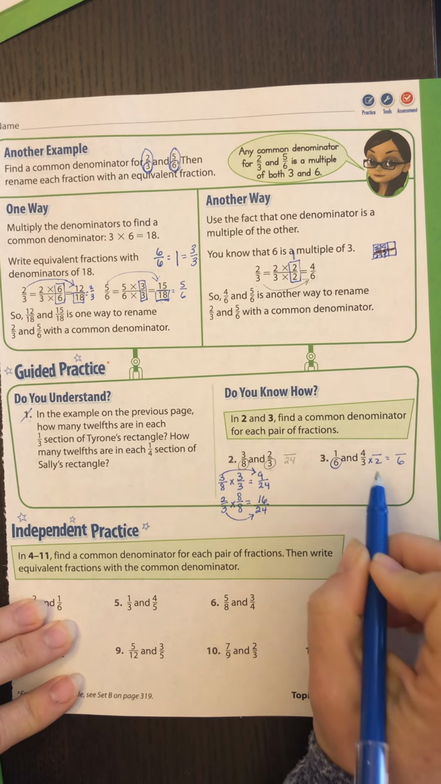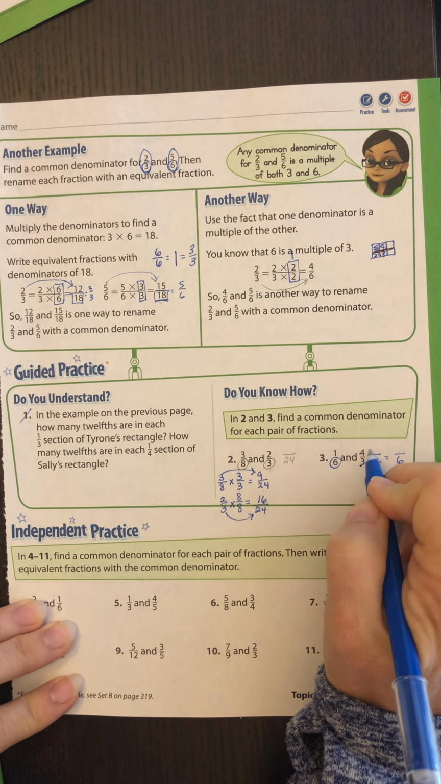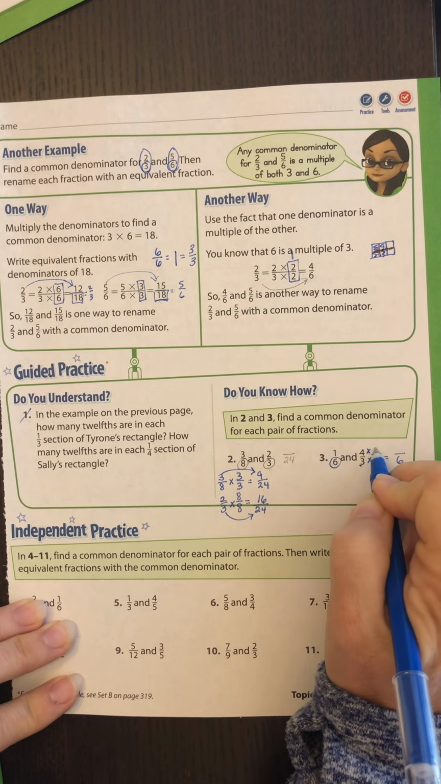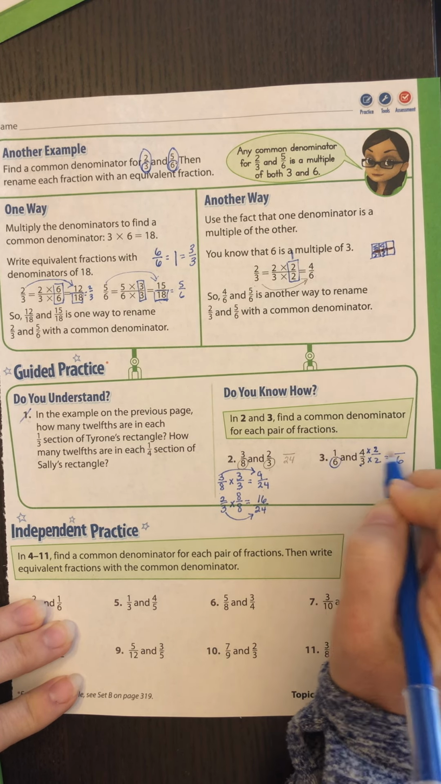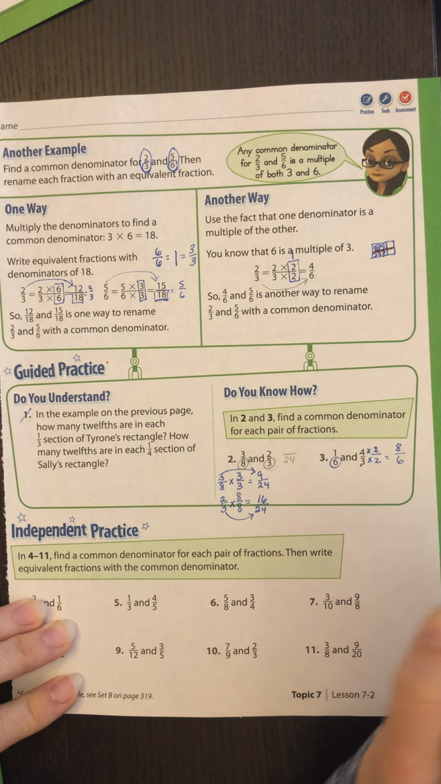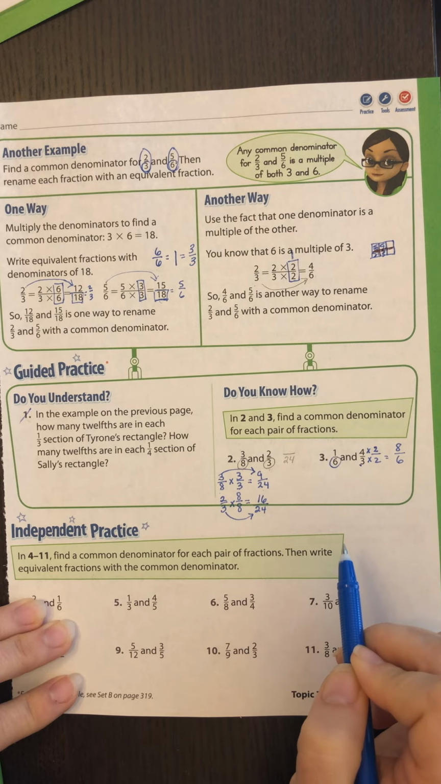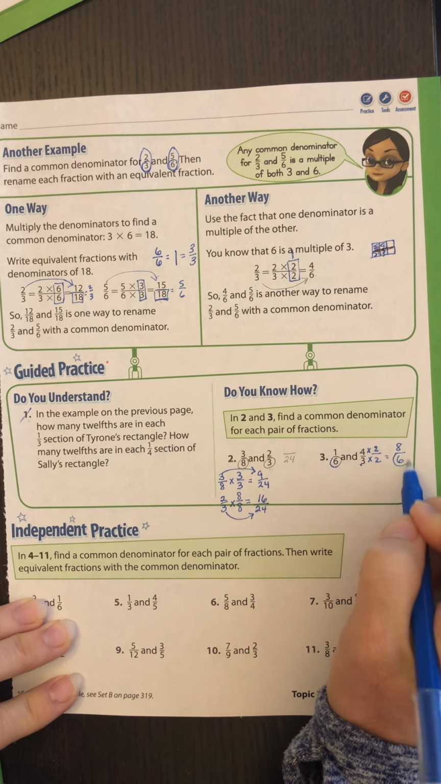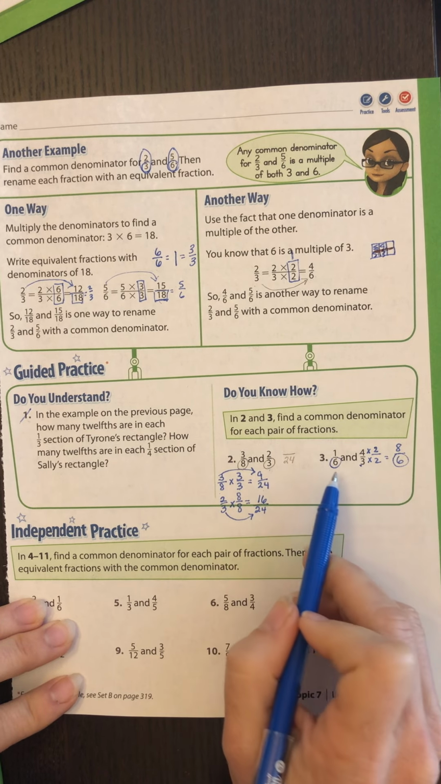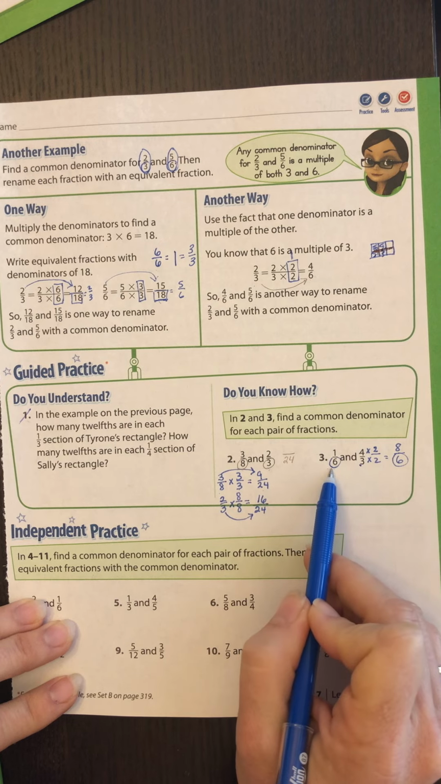So again, whatever I do to the denominator, I must do to the numerator. So if I multiply the denominator times 2, I've got to do the same to the numerator. 4 times 2 is 8. So 4/3 is equivalent to 8/6. Now I can compare my 1/6 and 8/6 because they have a common denominator. I don't need to change 1/6, right? Because they have the same denominator.